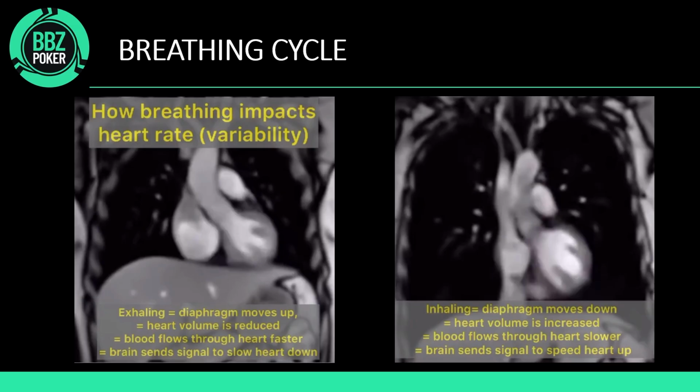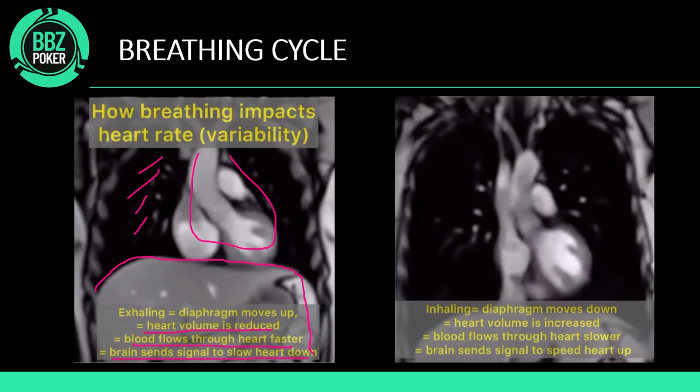Let's go back to the resting position, the left picture. In this resting position, your diaphragm naturally moves up, returning to what's called a domed resting position. This causes the lungs to deflate and expel air, as you can see here. The heart volume is reduced as well. When heart volume is reduced, blood flows through the heart faster, so the brain sends a signal to slow the heart down. Because the heart's volume is reduced and the blood flows through faster, the brain will send a signal to slow down the heart rate.